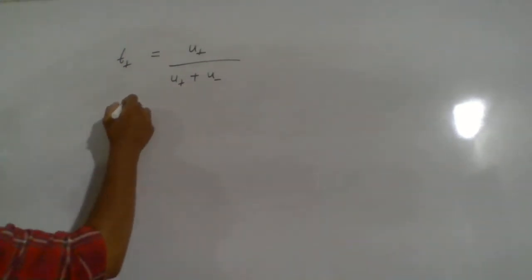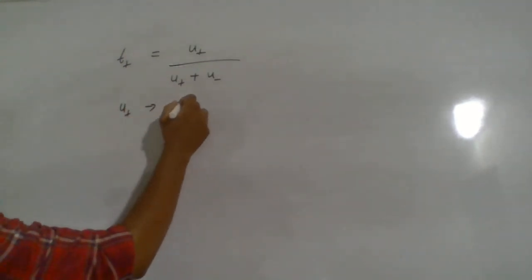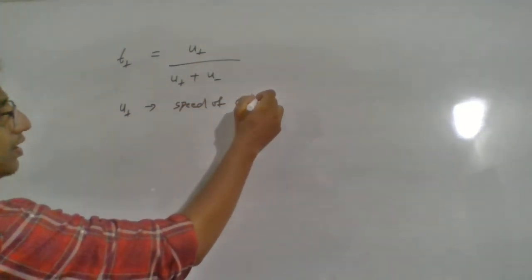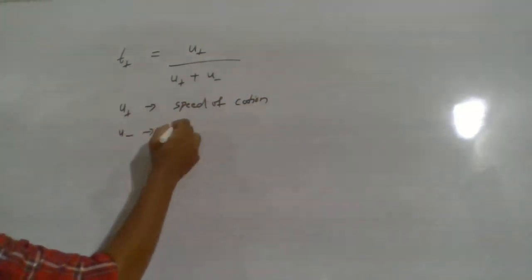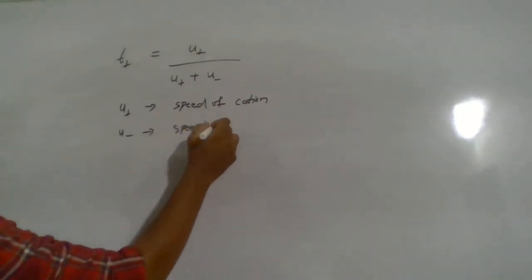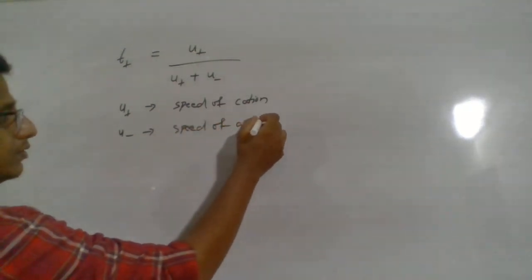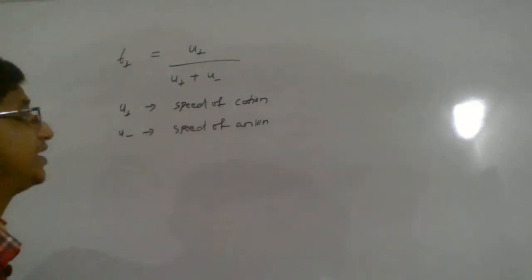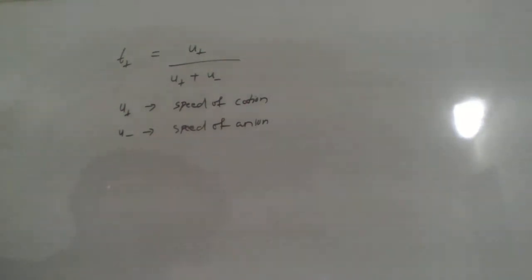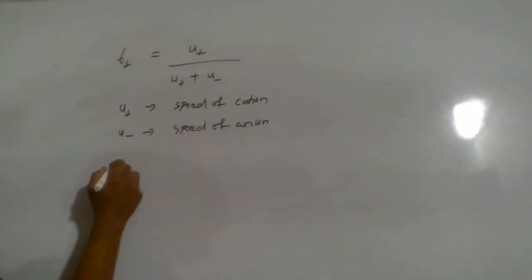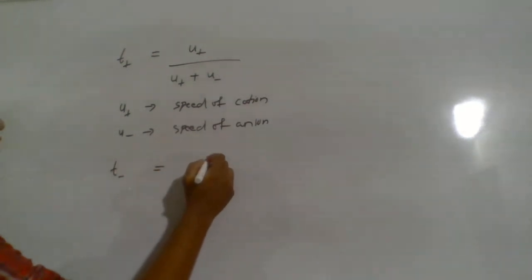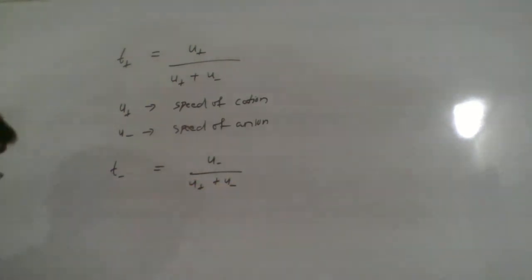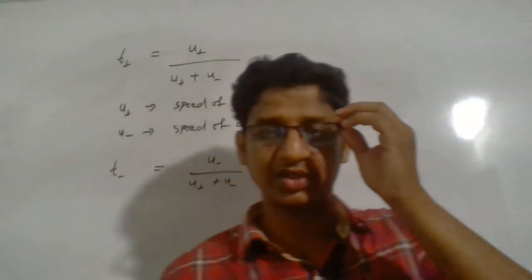What do you mean by U plus? This is the speed of cation, and U minus is the speed of anion. So U plus divided by U plus plus U minus gives you T plus, the transport number of cation. Similarly, the transport number of anion will be equal to U minus divided by U plus plus U minus. This is the important point related to the Hittorf method.